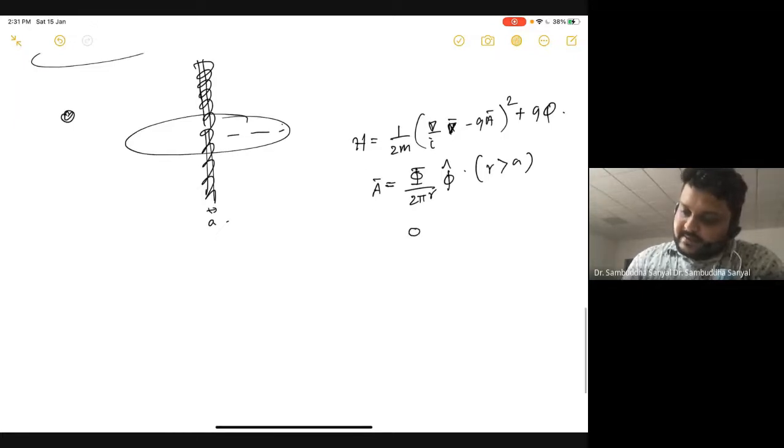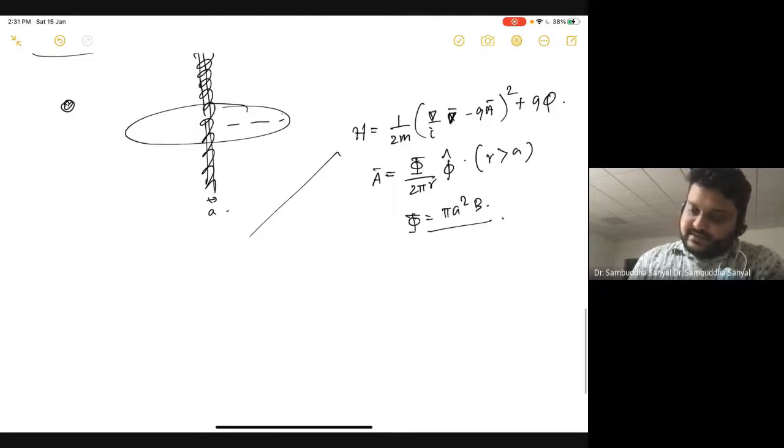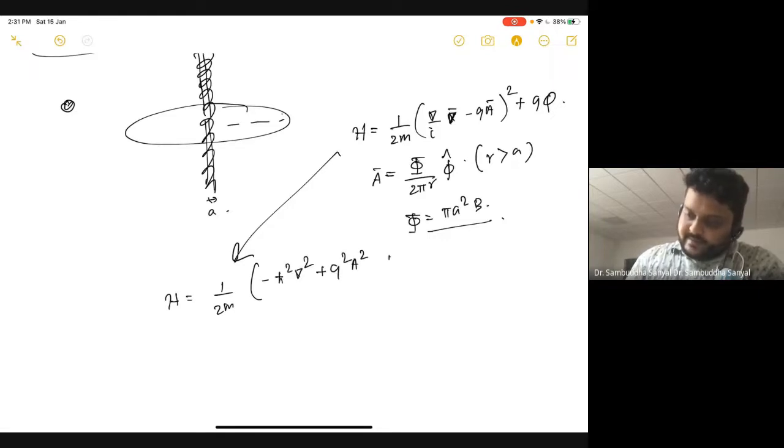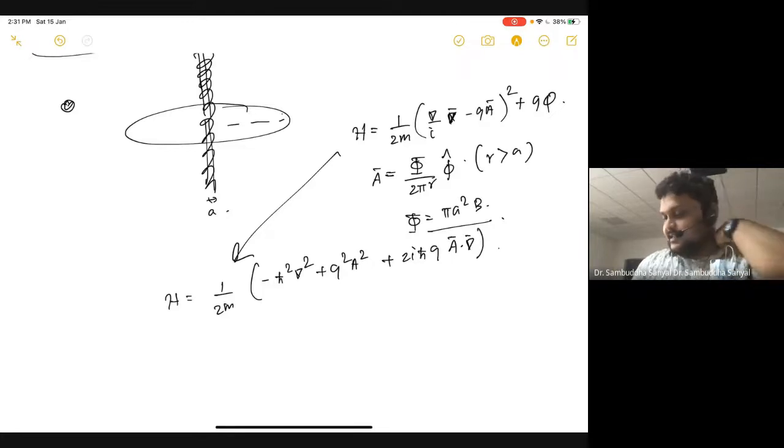So, and the phi is not pi a squared. Okay, magnetic flux through the solenoid. So this quantity, if I expand it, is 1 by 2m of minus h cut squared grad squared plus q squared A squared plus 2i h cut q A dot grad. Now notice there is also another term you can introduce, that is grad dot A, but let's work in the Coulomb gauge where grad dot A is 0.